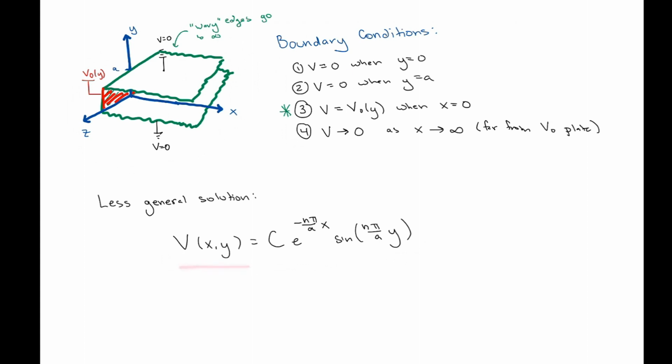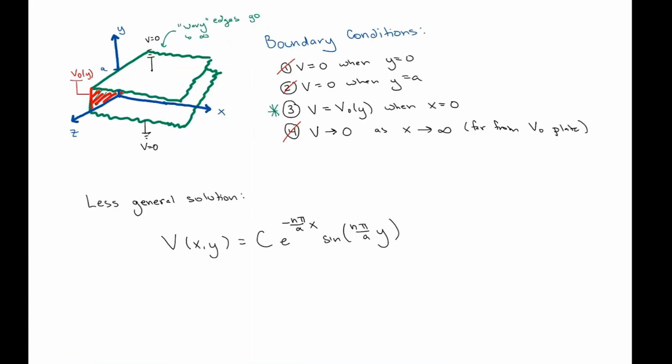Indeed, this potential will be 0 when y is equal to 0, because this term is going to go to 0 when y is equal to 0. Indeed, this potential will be 0 when y is equal to a. Again, because if I put a in for y here, this sine term is going to go to 0. And in fact, if x goes to infinity, this term here is going to go to 0, so our potential will go to 0. Okay, so I can check right now and make sure, boom, I've used 3 out of my 4 boundary conditions to get to this solution that I have now. All right, so let's go ahead and do that last little bit.